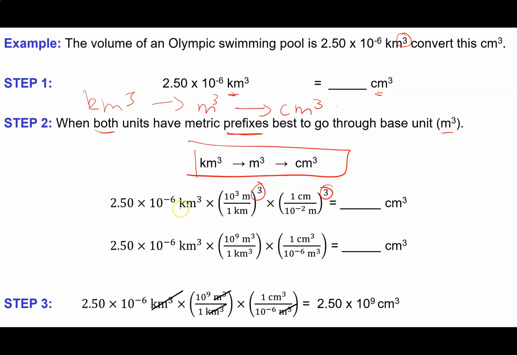So 2.5 by 10 to the 6 kilometers cubed times, and I know there are 10 to the 3 meters in 1 kilometer, but I have to cube all of that because I've got to cancel out kilometers cubed. So that'll get me to meters cubed, and then I know that in 1 centimeter there are 10 to the minus 2 meters, but again I have to cube everything, and that'll get rid of my meters cubed, leaving me with centimeters cubed.